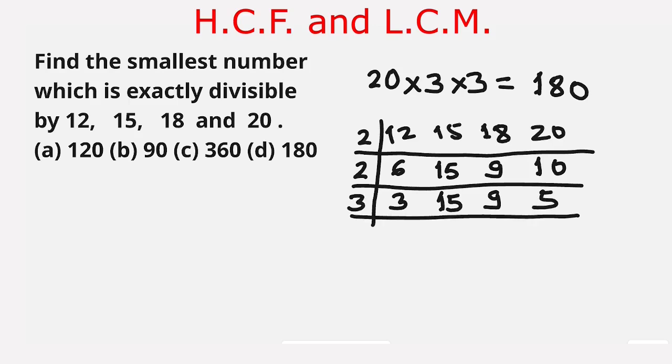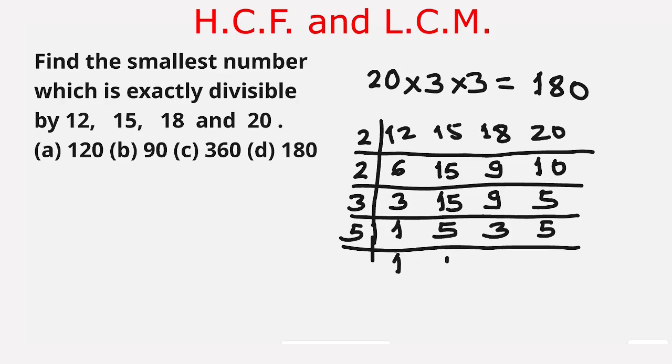Now we divide these numbers by 3. 3 divides 3 for 1 time. 3 divides 15 for 5 times. 3 divides 9 for 3 times. And we write 5 as it is. Now we divide it by 5. We write 1 as it is.